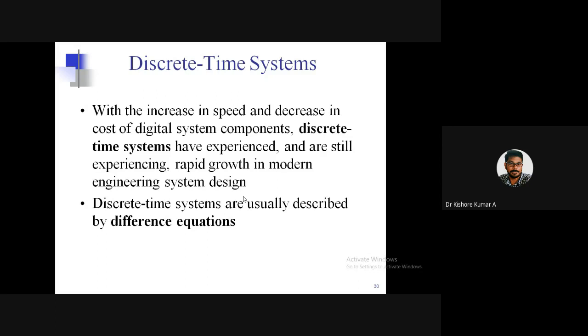And for discrete time systems, so far we just discussed the continuous time systems. Now we need to go for the discrete time systems. With the increase in speed and decrease in the cost of digital system components, discrete time systems have experienced and are still experiencing growth, so some engineering systems have to be incorporated by means of digital aspects. Thus your discrete time systems are always described with the help of difference equations.